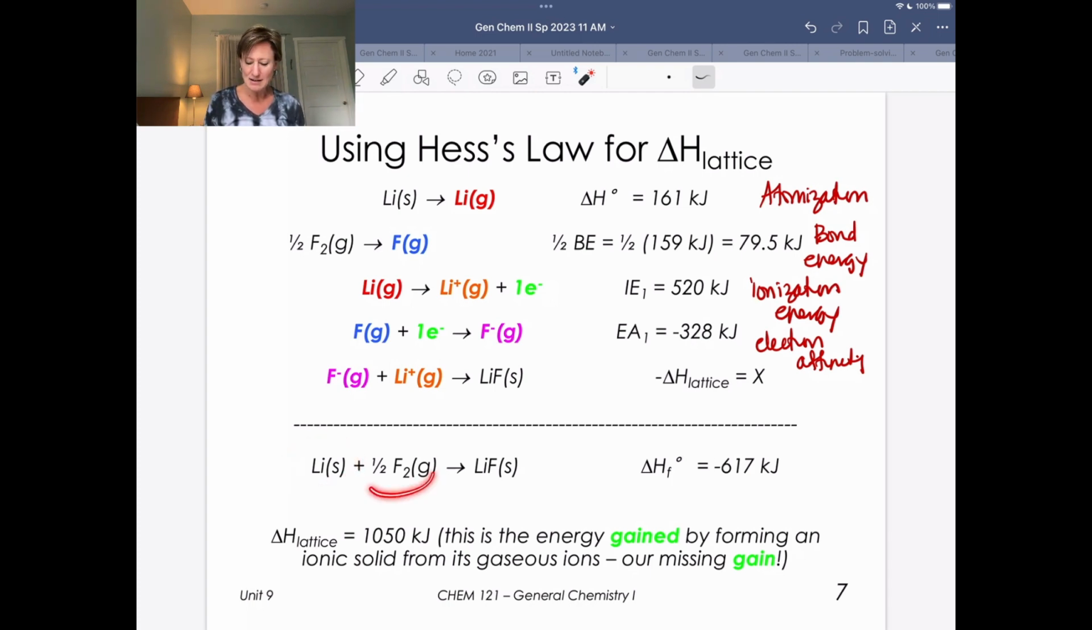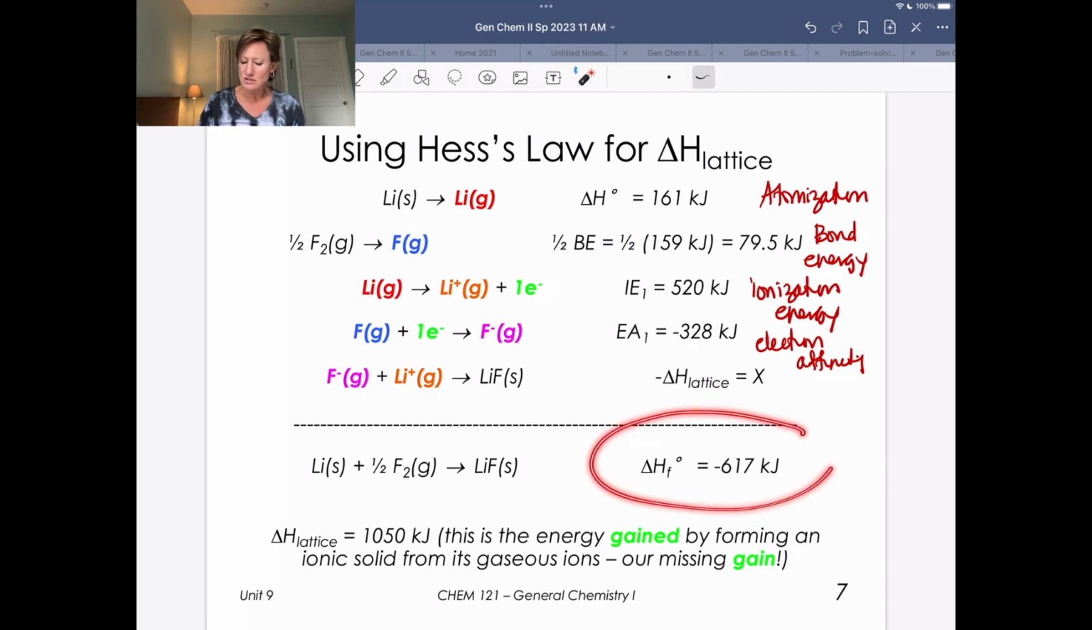So it's lithium solid, and then 1/2 of a mole of fluorine gas is going to get us to lithium fluoride. So look at this, that's the delta HF value. Let's imagine that we knew that value. We can use this then to calculate our lattice energy. Keep in mind, with these problems, any one of these enthalpy values could be an unknown, okay?